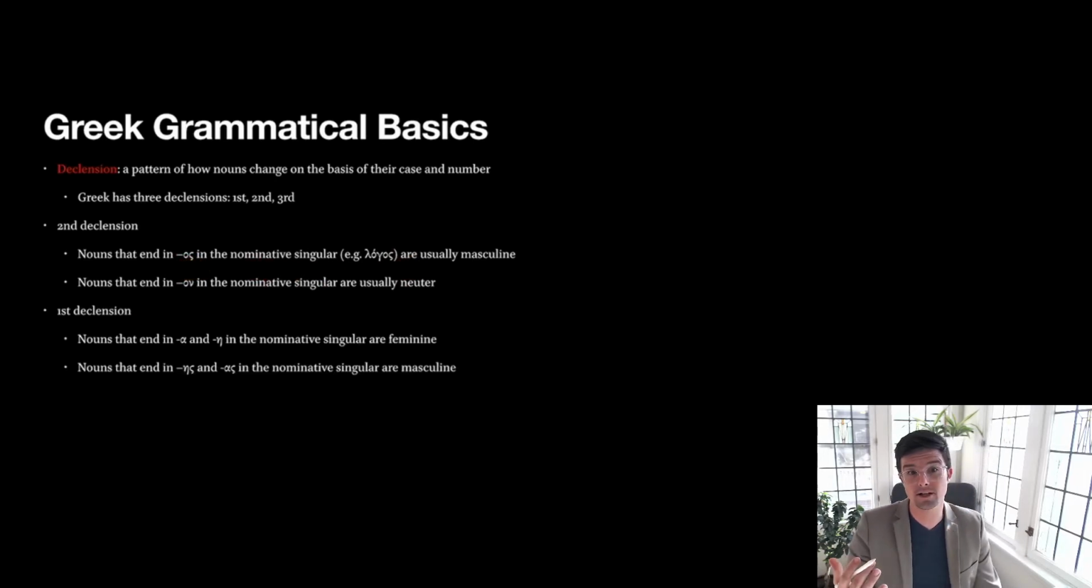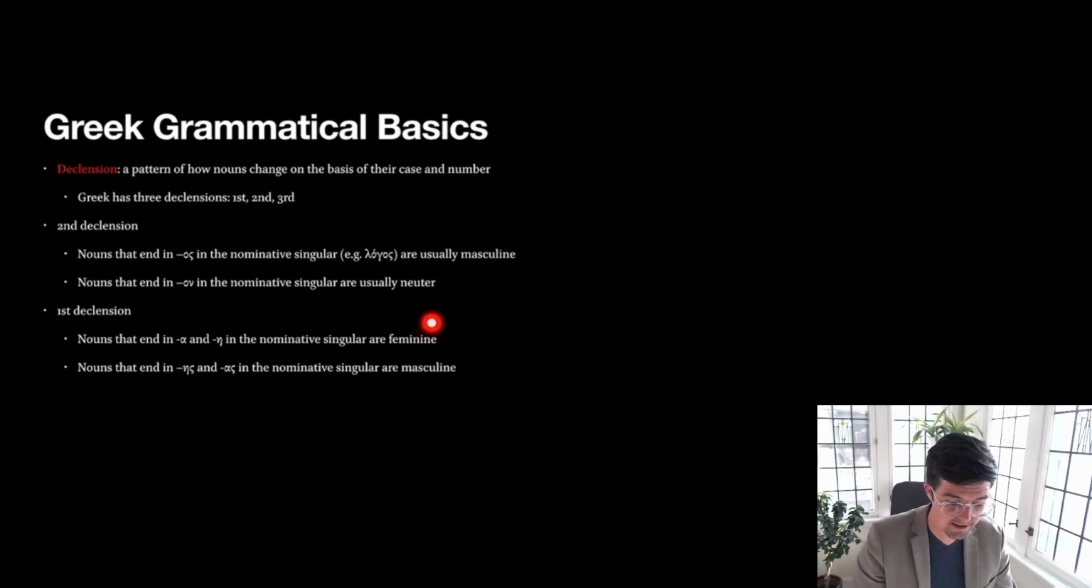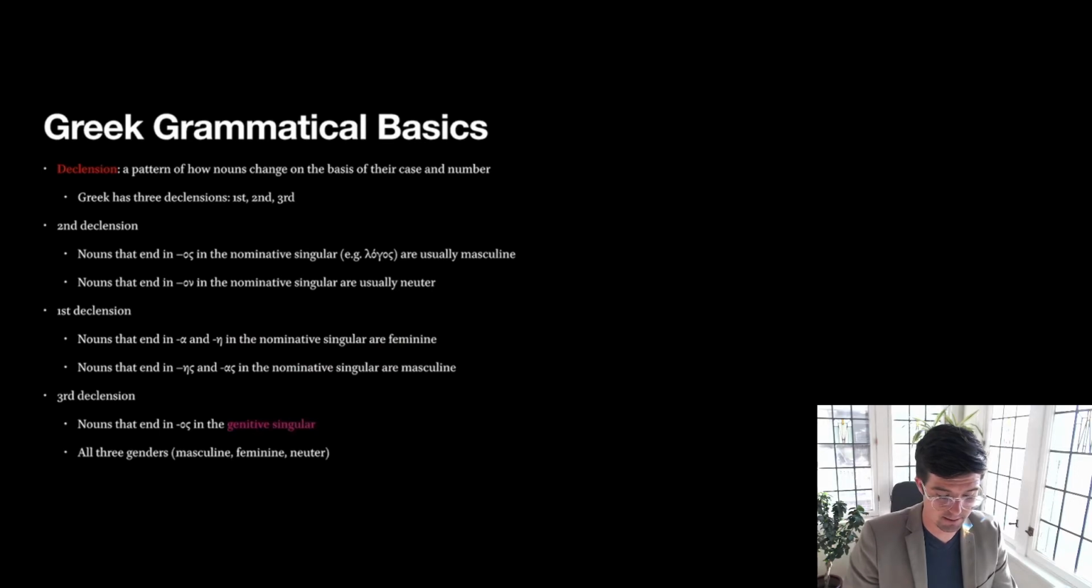Then the first declension is going to be a group of mostly feminine nouns, and there are going to be exceptions of nouns that are also masculine, but in the first declension, that end in alpha or eta if they're feminine, or if they end in epsilon sigma or alpha sigma in the nominative singular. These are masculine first declension nouns, and they're going to follow that masculine first declension paradigm.